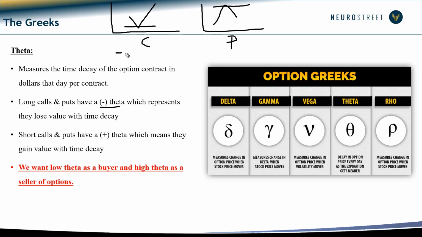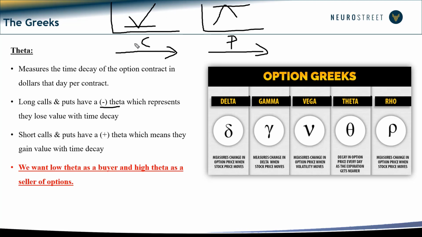So the reason negative theta is apparent is because as time decays, you have less and less time for your option to work. Maybe it's already working, that's fine, but if the option hasn't started to move in the money yet, as time decays, the value will decrease with time. Okay, so long calls and puts have a negative theta, which represents they lose value with time decay. Yeah, absolutely. The option loses value because you have less and less time for this trade to play out. Short calls and puts, you're now a seller, has a positive theta, which means they gain value with time decay. Absolutely, right?